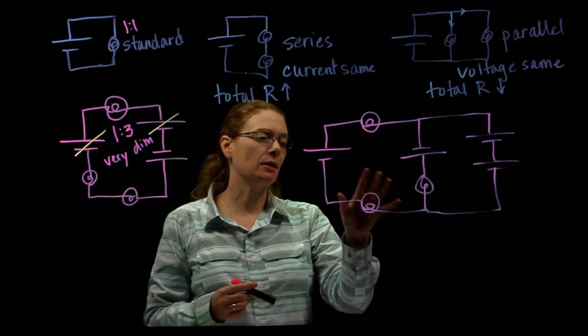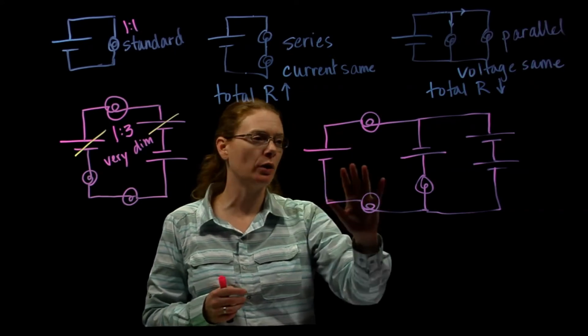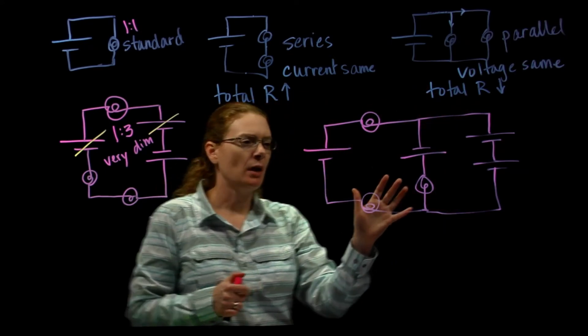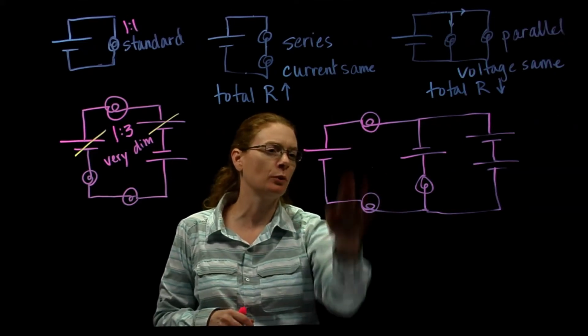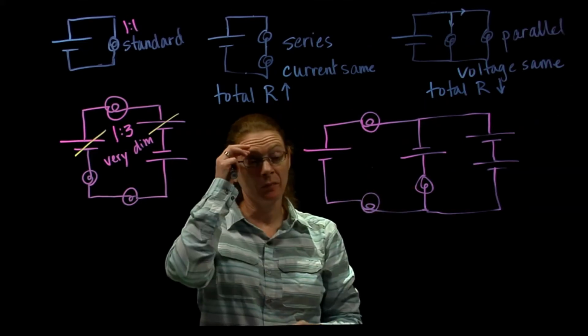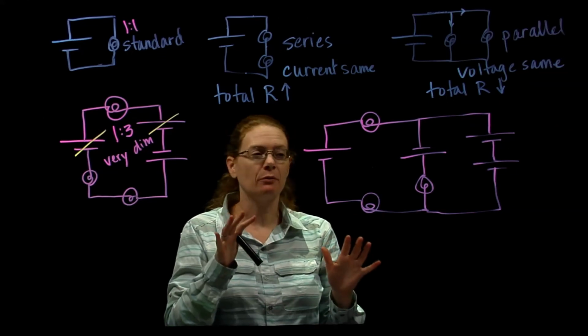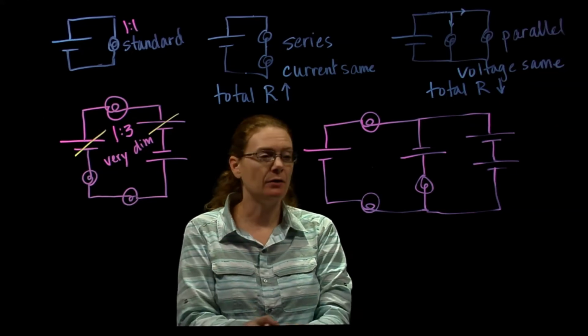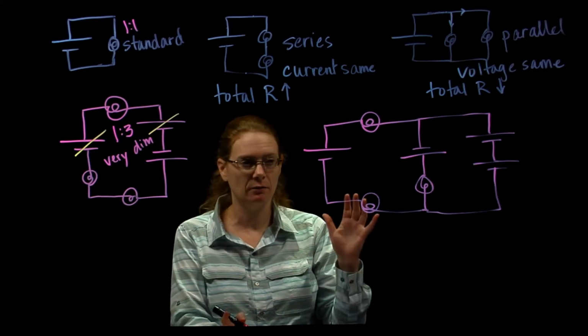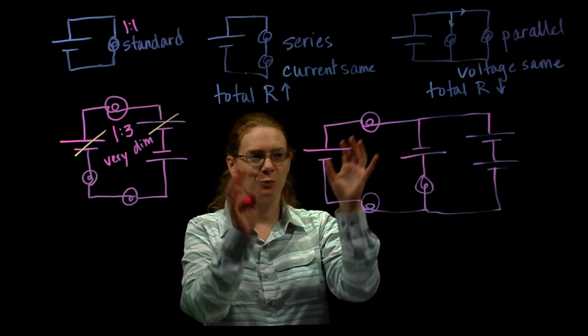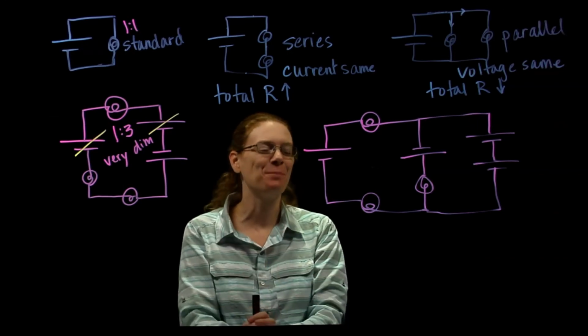And the nice thing about parallel is that you can ignore certain branches. So if I want to know what the brightness of these bulbs are going to be, I can kind of block off certain branches. And I want to block off the branches that have the least effect on the one I'm looking at. It's hard to say that.